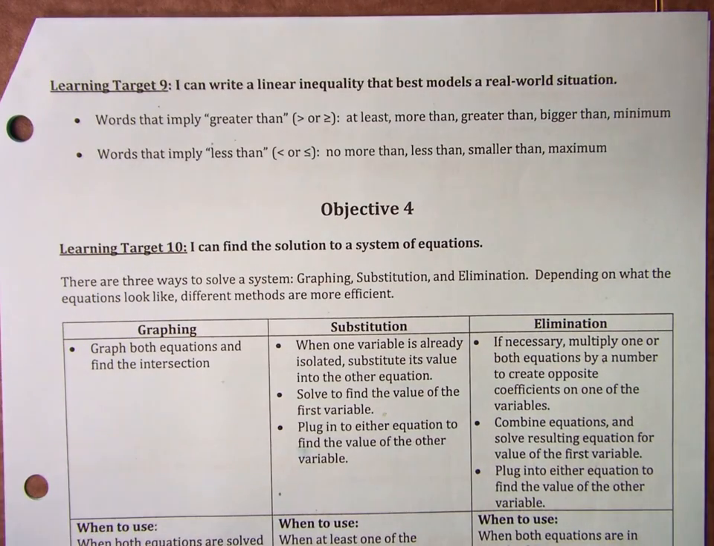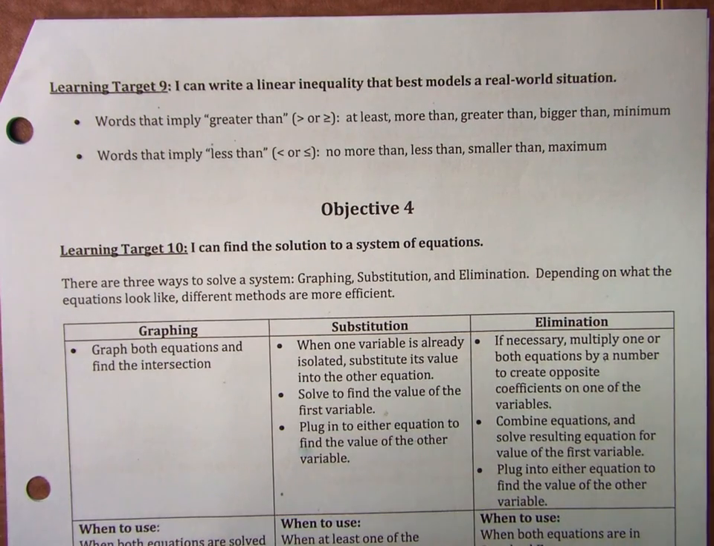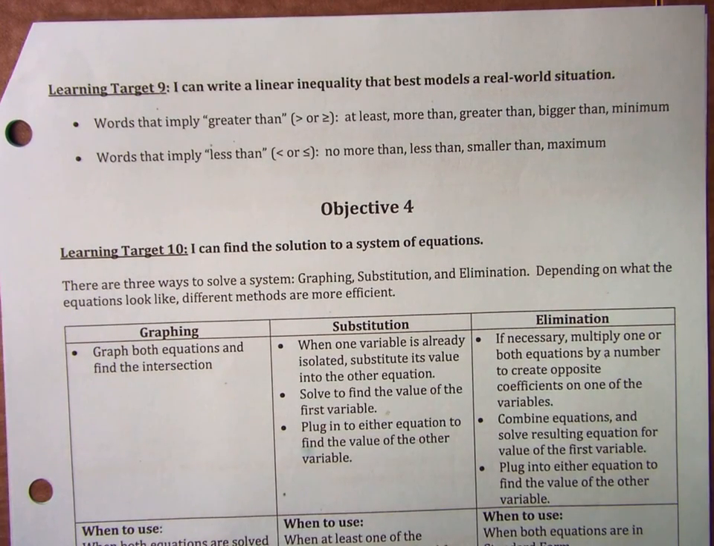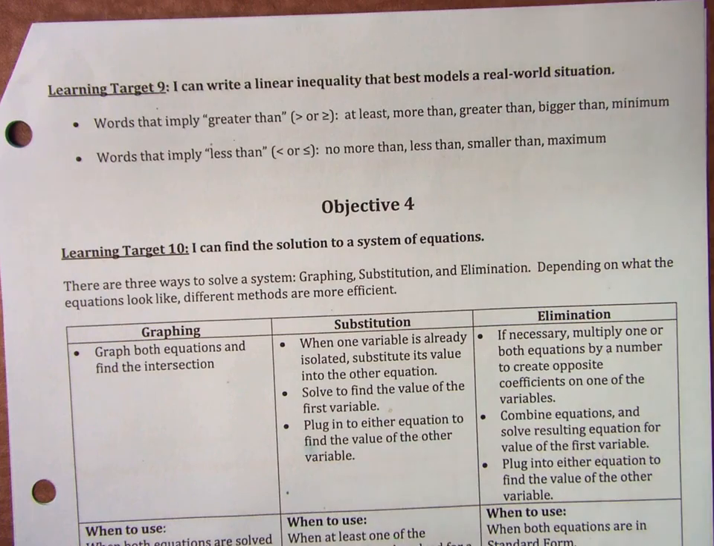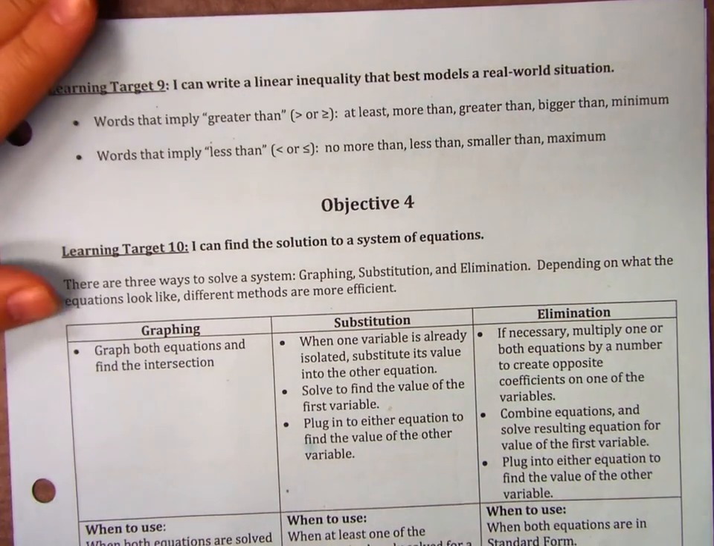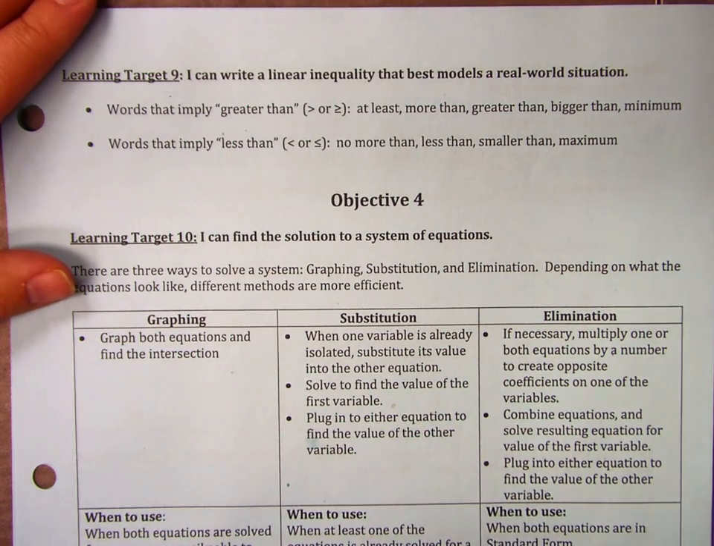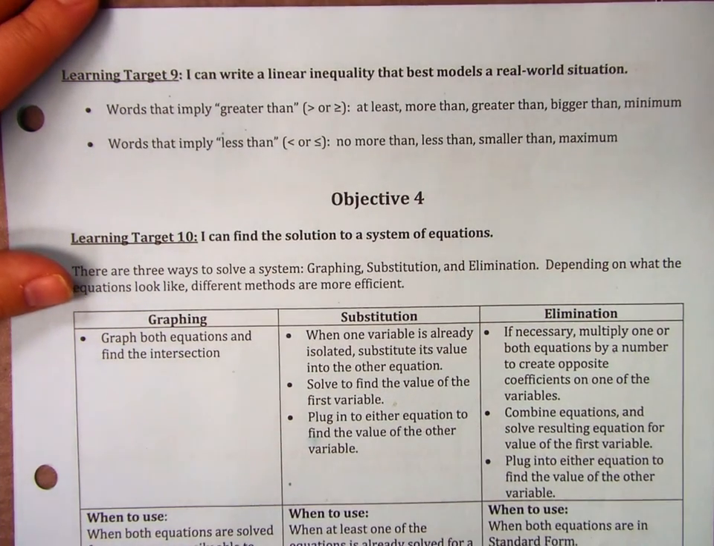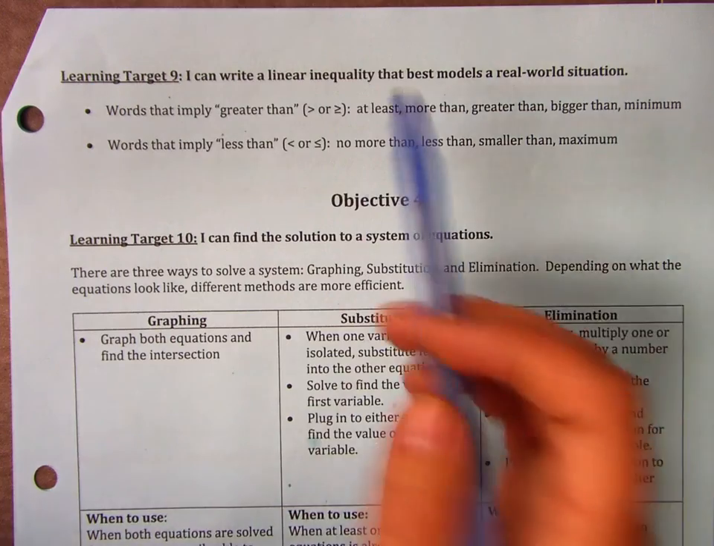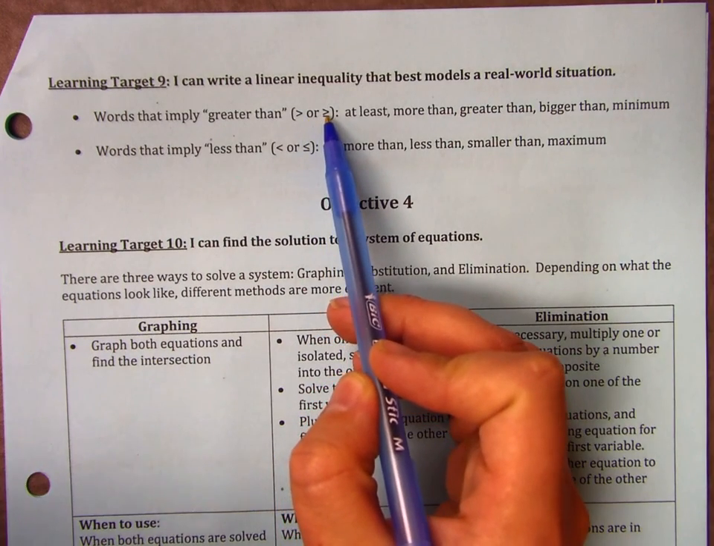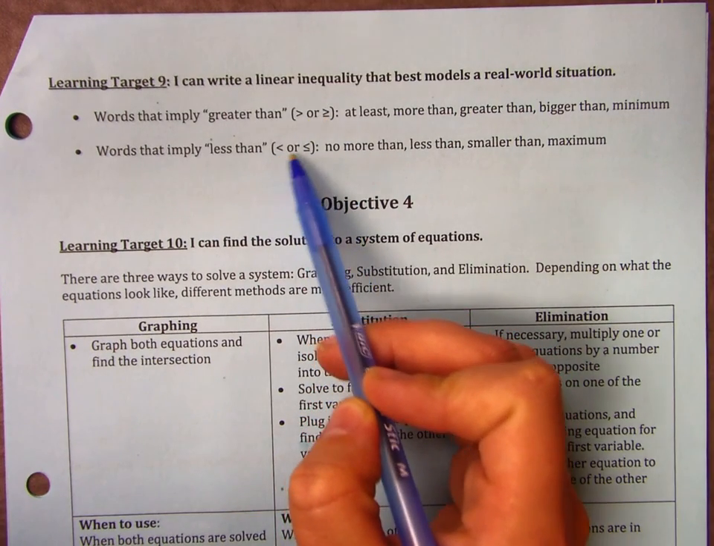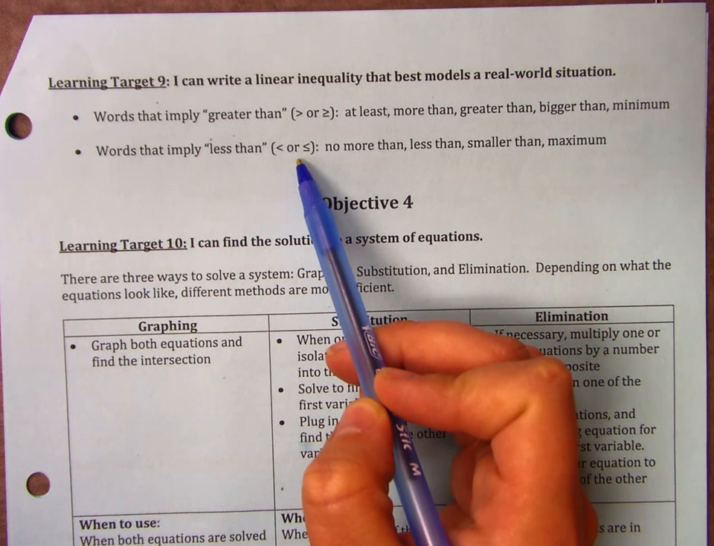So in order to successfully do Learning Target 9, you need to be able to write a linear inequality that best models a real-world situation. The concepts are all the same as Learning Target 7 and 8, where you were writing a linear function, but now we're just going to replace the equal sign with a greater than symbol, or greater than or equal to, or less than or equal to.